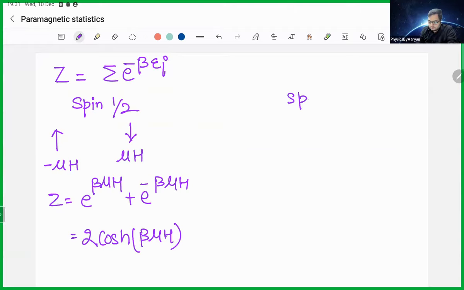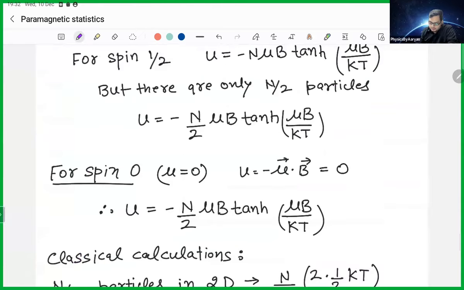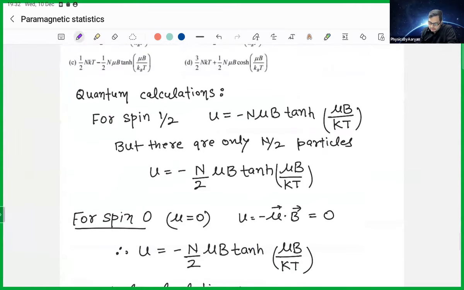And if it is spin zero, meaning the magnetic moment is zero, then my energy will also be zero. So then my partition function will be e to the power 0, which is simply 1. Right? Because what is energy? Energy is given by minus nu dot h. If spin is 0, magnetic moment is 0. Magnetic moment is 0 means energy is 0. If energy is 0, e to the power 0 is 1. So the partition function for a spin 0 particle is 1. The partition function for a spin half particle is given by this. Okay? That you can clearly see here.